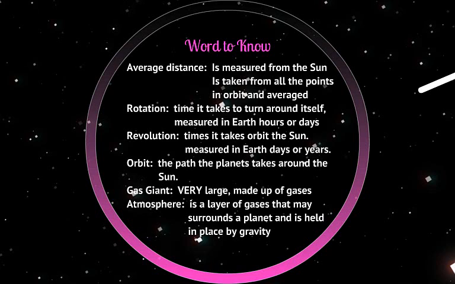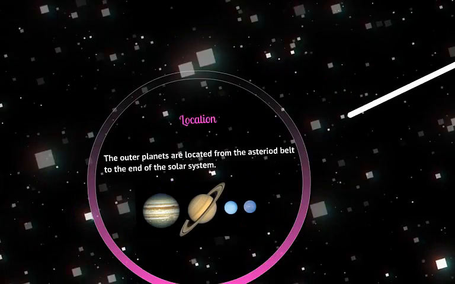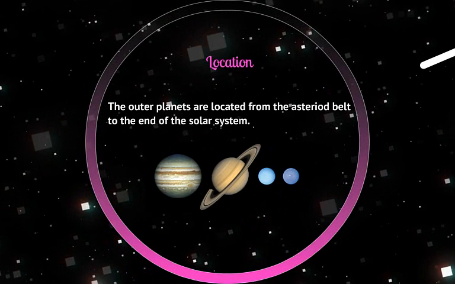Orbit is the path the planets take around the sun. Different to this video is gas giant. It is a very large planet, and it's made up of gases. And again, atmosphere is a layer of gases that may surround a planet and is held in place by gravity. Our outer planets are located from the asteroid belt to the end of our solar system.